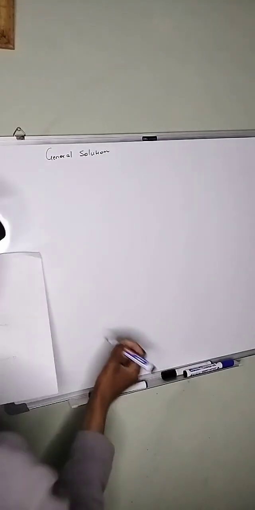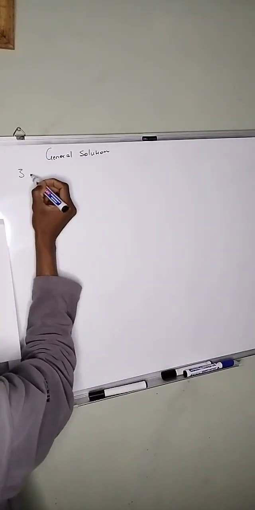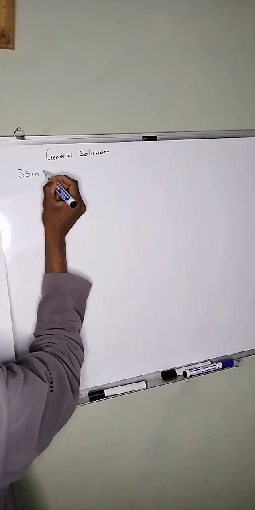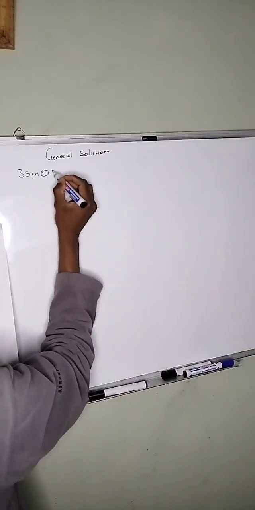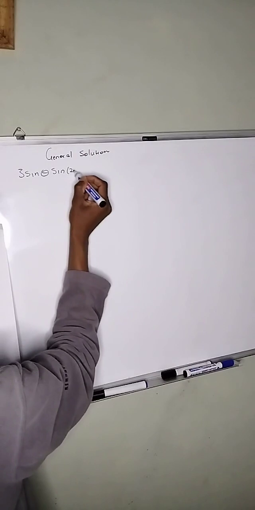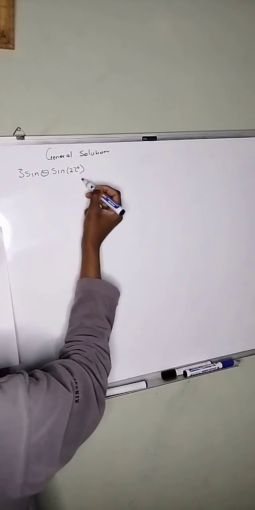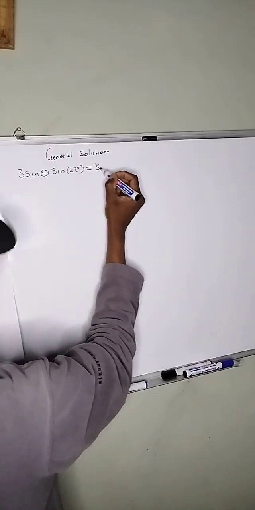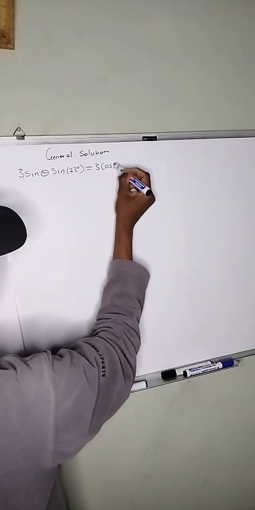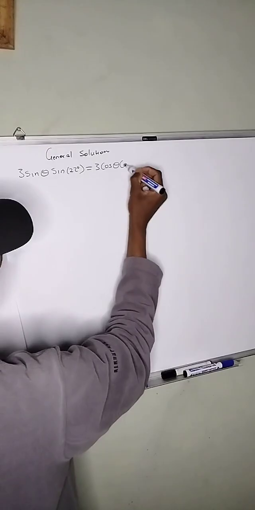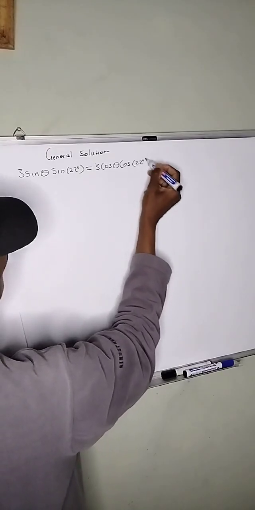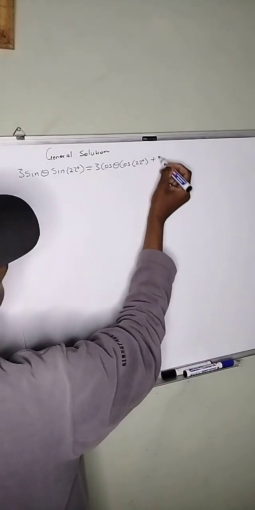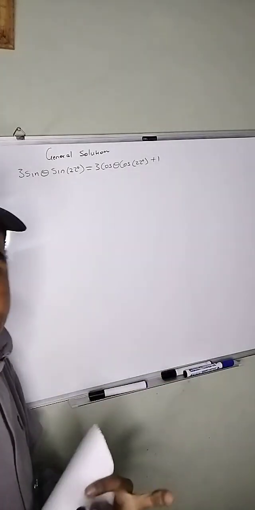So what is the question? It's going to be 3 sine theta sine 22 degrees is equal to 3 cos theta cos 22 degrees plus y. And they're saying find the general solution. They're saying find the general solution.